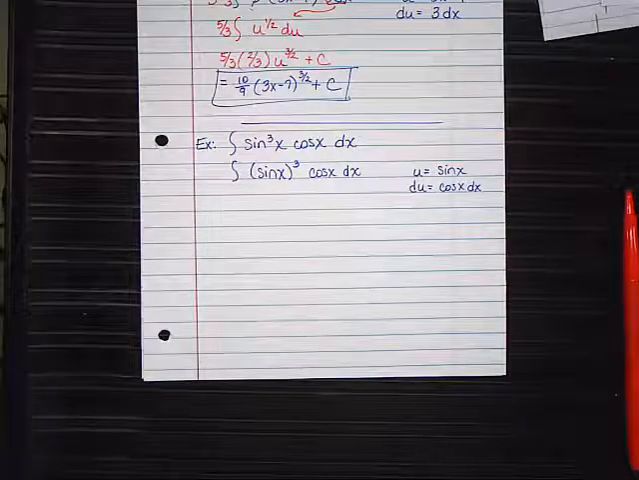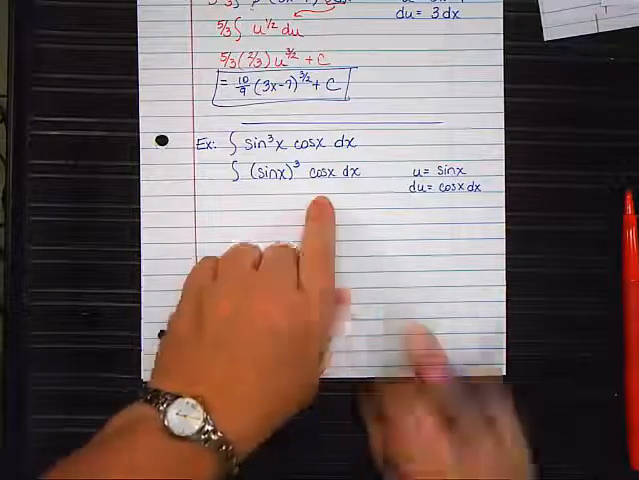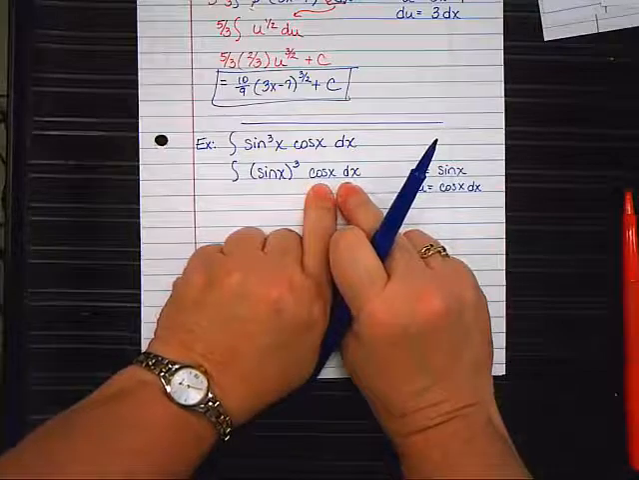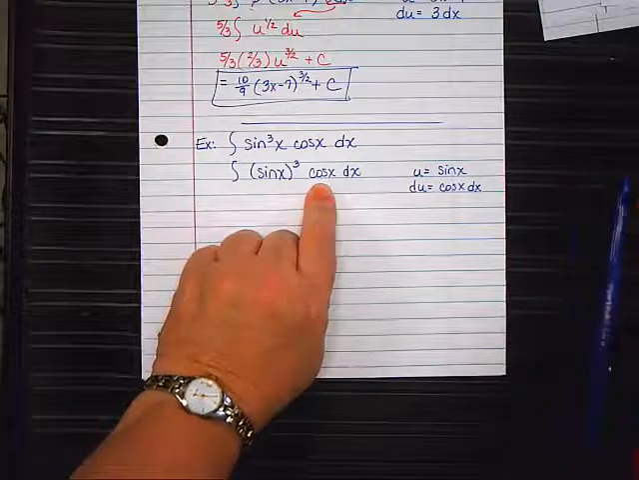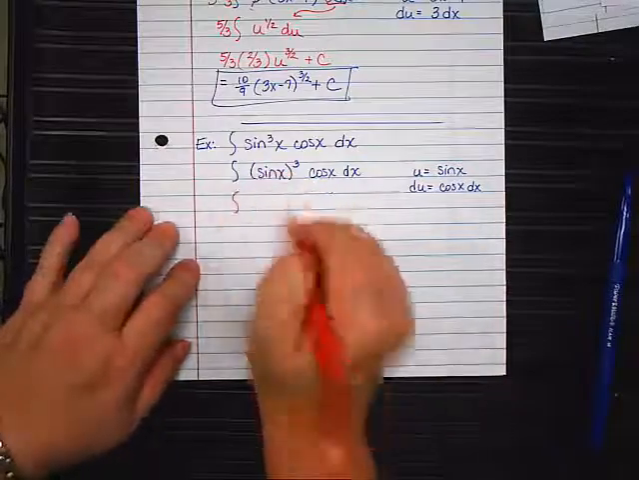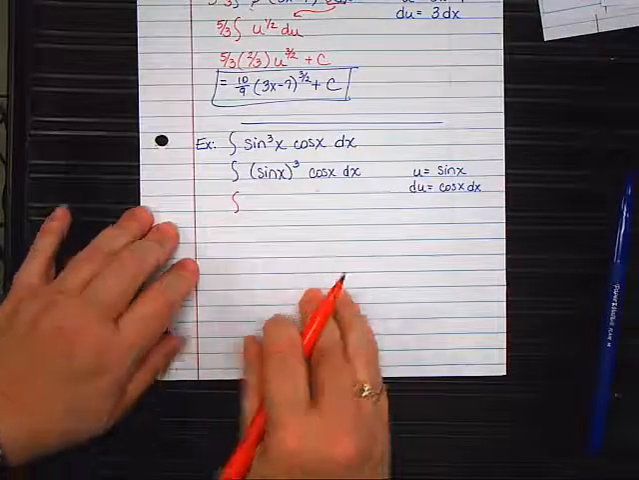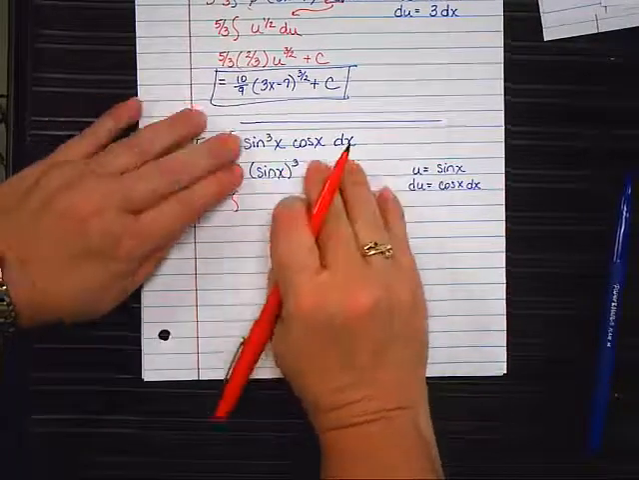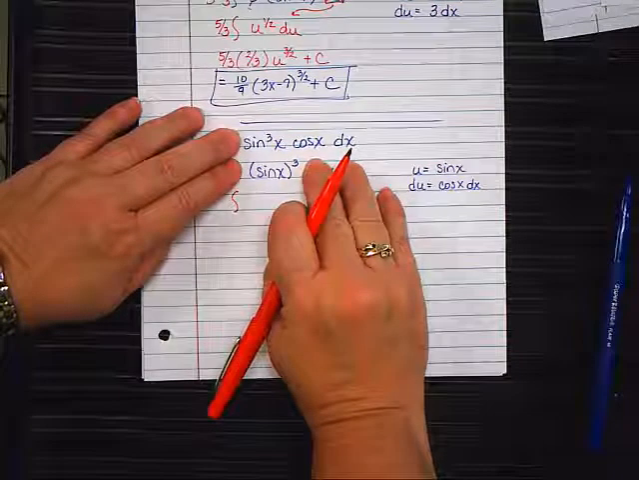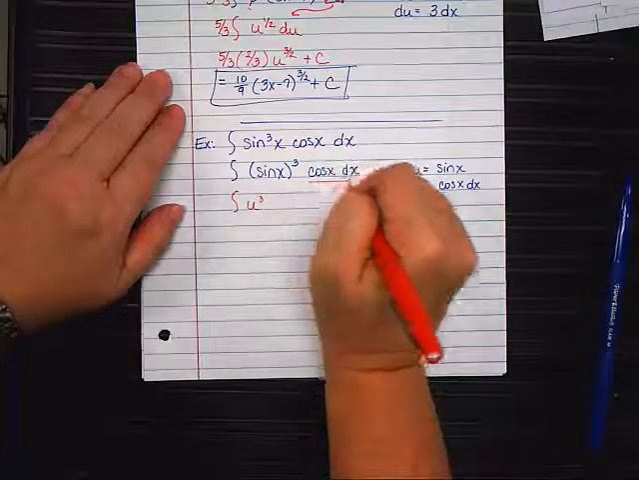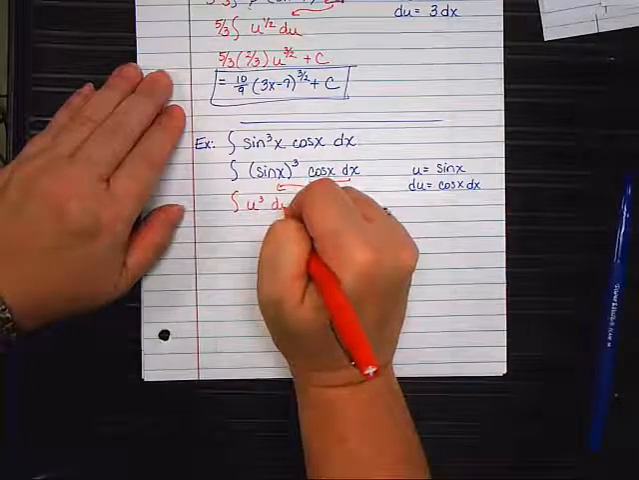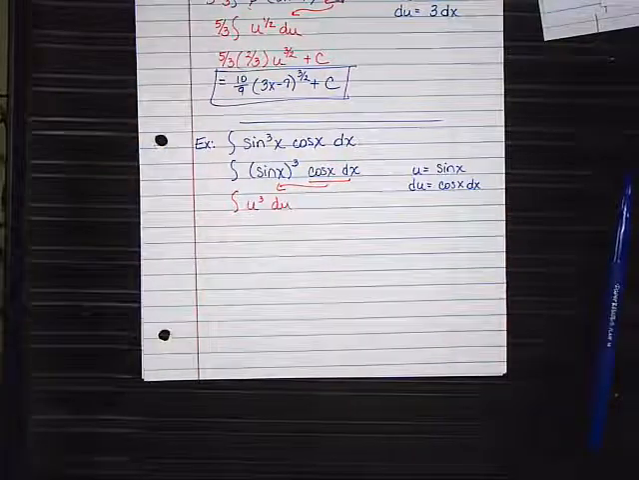And for the first time on this entire paper, I have everything I need for DU already, right off the bat. So I don't have to introduce any numbers. But I do need to change it to U's. Okay, this right here, how do I write that with U's? That's U to the third. All of that is DU. Quick change.